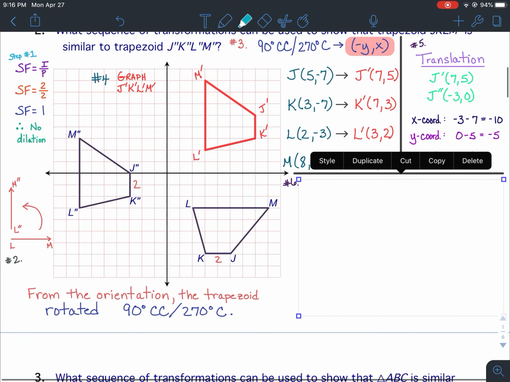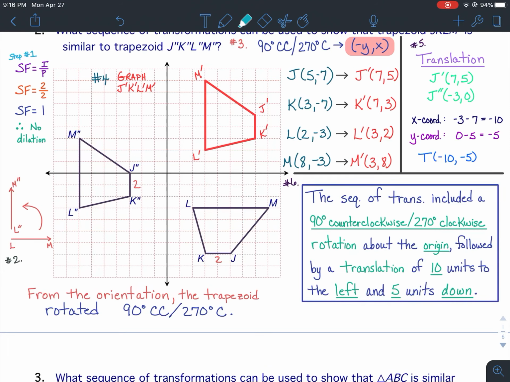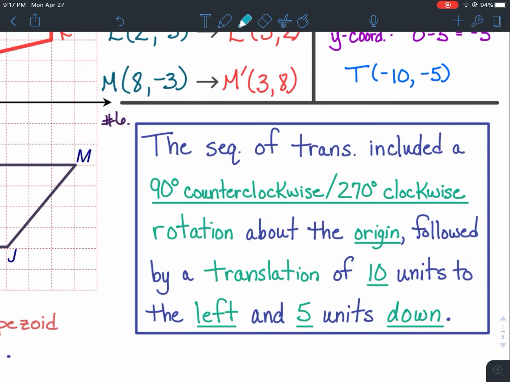So our final answer for this problem is the sequence of transformations included a 90 degrees counterclockwise or 270-degree clockwise rotation about the origin, followed by a translation of 10 units to the left and 5 units down. Again, the sequence of transformations included a 90 degrees counterclockwise / 270 degrees clockwise rotation about the origin, followed by a translation of 10 units to the left and 5 units down. Take a moment, pause your video, get all of that written down.